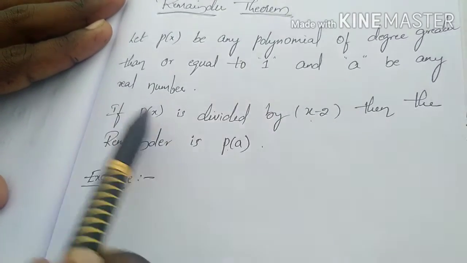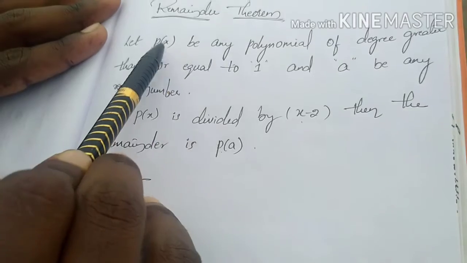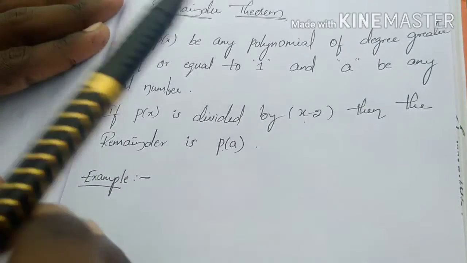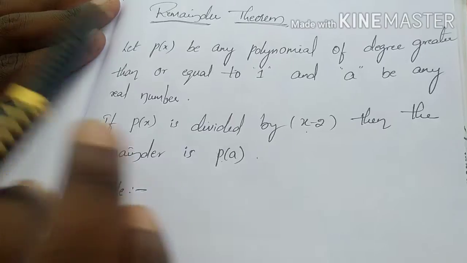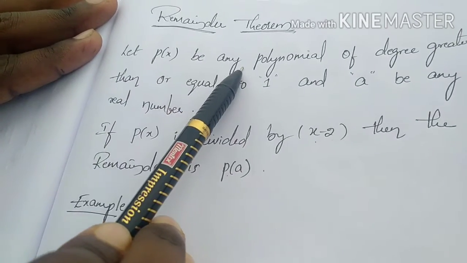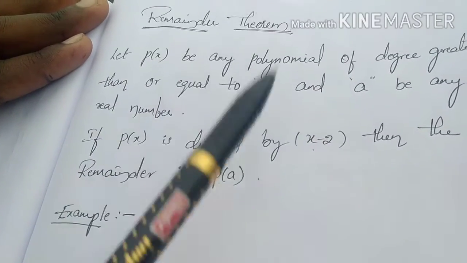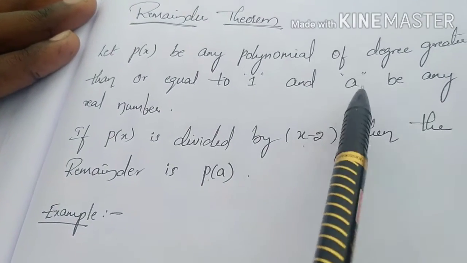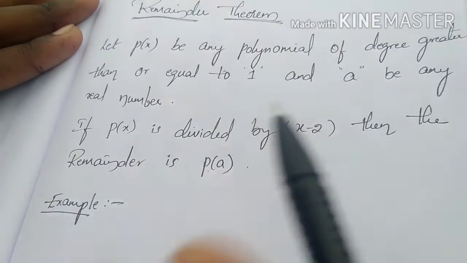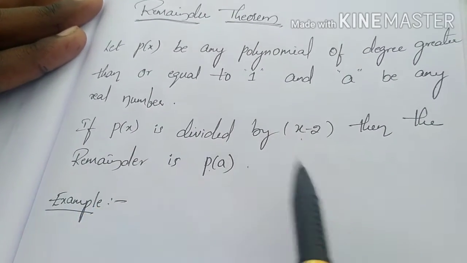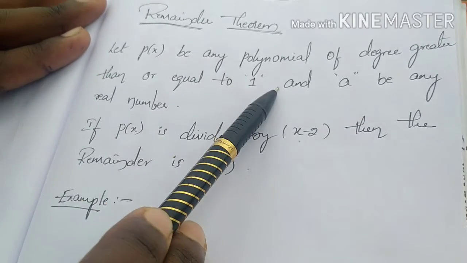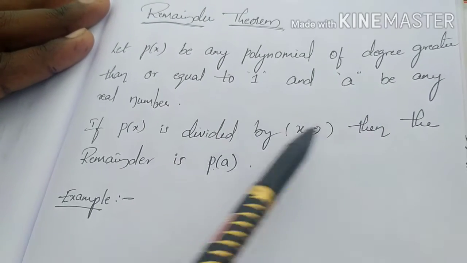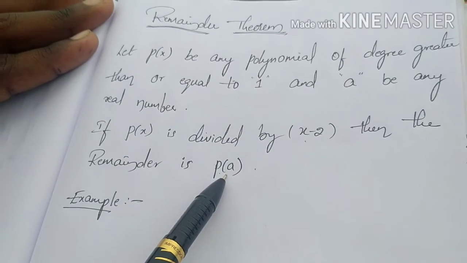What the definition is saying is that p of x can be any polynomial, but its degree must be greater than or equal to 1. And we take a real number a, that means any real number, whether it is 1, 2, 3, a rational number, or anything. So when the polynomial is divided by x minus that real number a, the remainder is p of a, right?